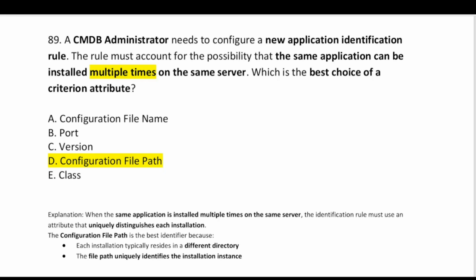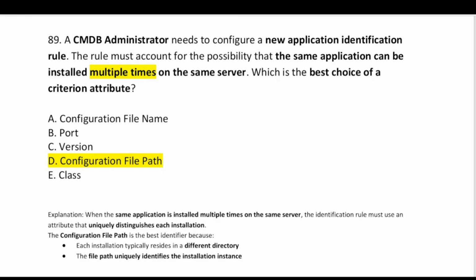Question is, a CMDB administrator needs to configure a new application identification rule. The rule must account for the possibility that the same application can be installed multiple times on the same server. Which is the best choice of a criterion attribute?